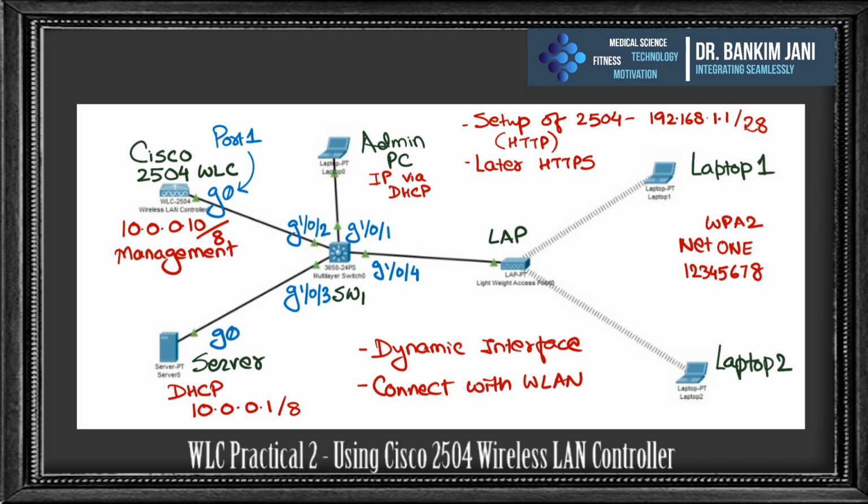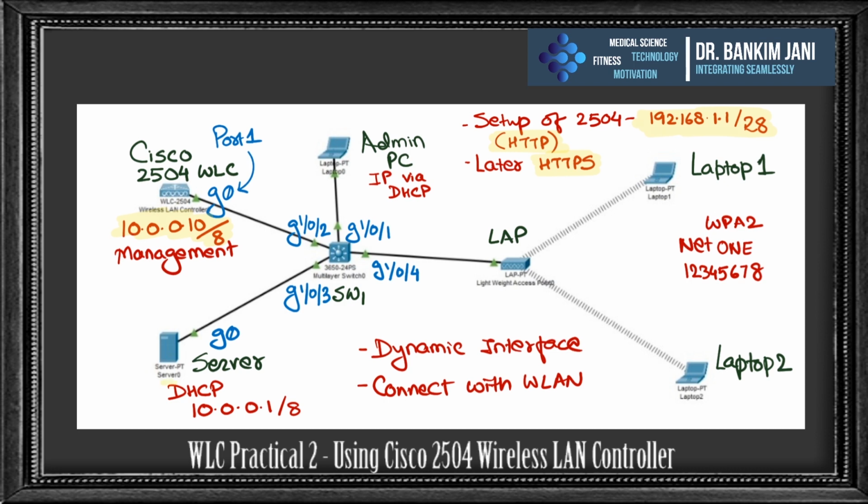Now when we'll be requiring to do the setup of 2504, it will be giving us the default of 192.168.1.1/28, that is 255.255.255.240, and it will be using HTTP as the protocol, so that is not secure, but this is pre-configured. We have to change it, and let's say we'll be using the management IP address of 10.0.0.10/8, but at that point it will automatically become HTTPS. So when we log in, at that point we have to see it.